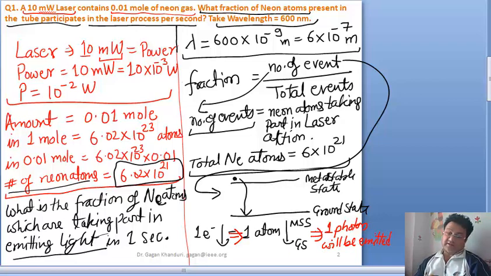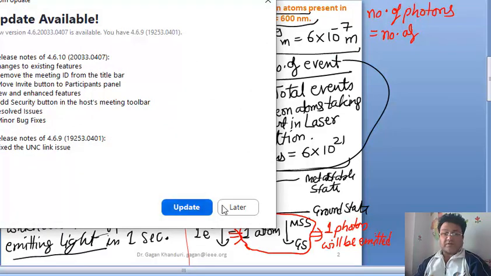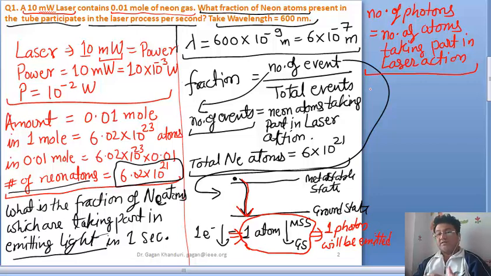So what is the relation? The relation is, when one atom comes from metastable state to ground state, it means one electron has jumped from metastable state to ground state, and at that time one photon will be emitted. It means the number of photons should tell me the number of atoms taking part in laser action, right?